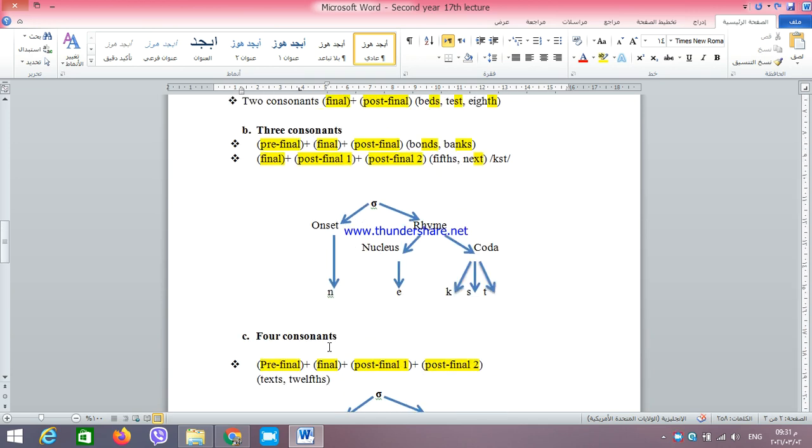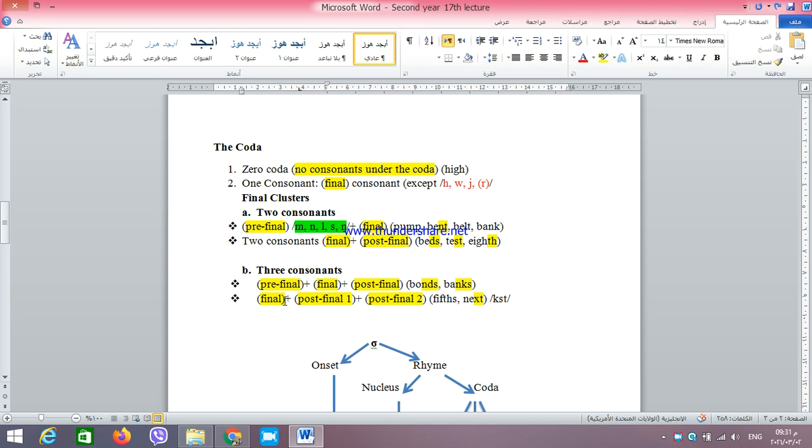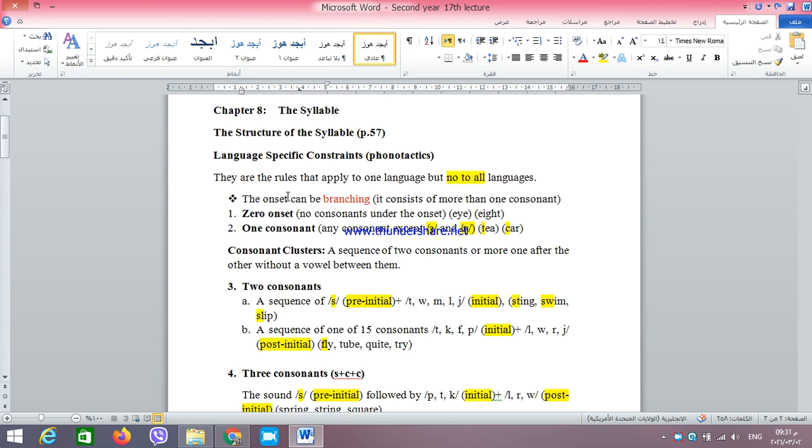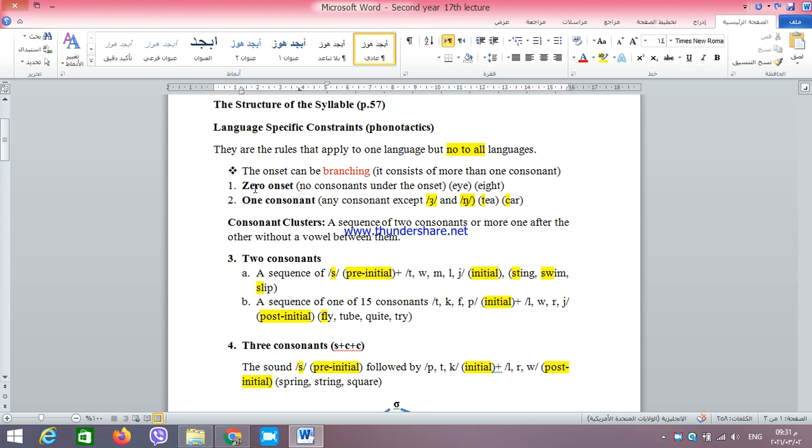So we have 4 consonants, 3 consonants of 2 types, 2 consonants of 2 types, 1 consonant, 0 coda. This is with the coda. With the onset, the same thing. We have 0 onset. No onset, it's possible. 1 consonant, except for ng.